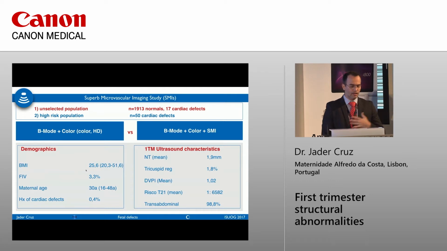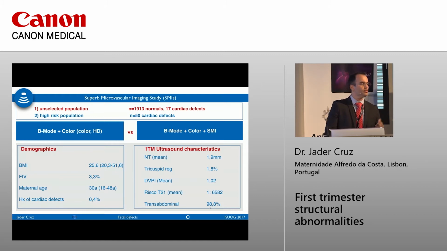BMI in my area is about 25%. Some of them are from IVF pregnancy. The average maternal age is 30 years. The history of cardiac defects in the family is about 0.4%. The mean NT is normal. Tricuspid regurgitation incidence is about 1.8%, a little bit lower than what I was expecting. Ductus venosus PI mean is 1. The mean risk for trisomy 21 is 1 in 6,000, and 98.8%, to be more accurate, of these patients were assessed transabdominally. So the images I'm going to show you are all transabdominal.